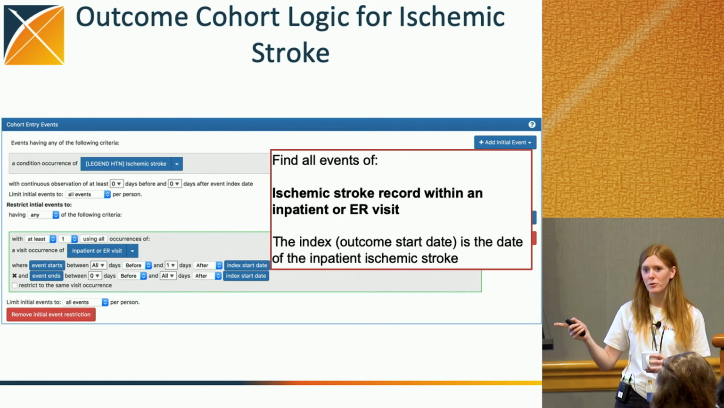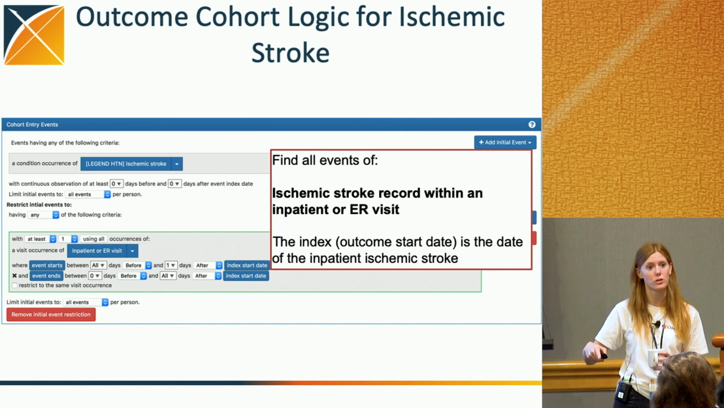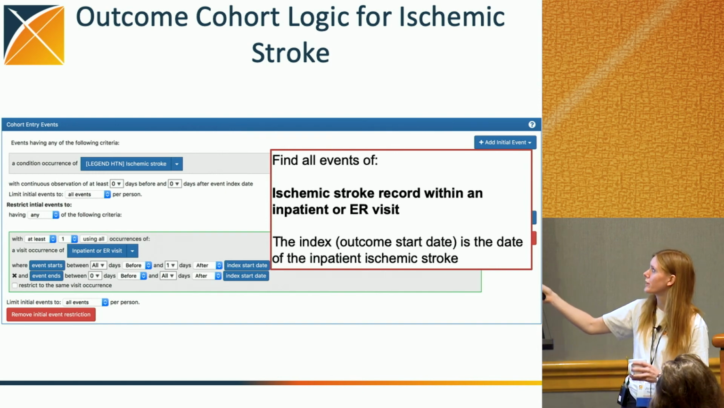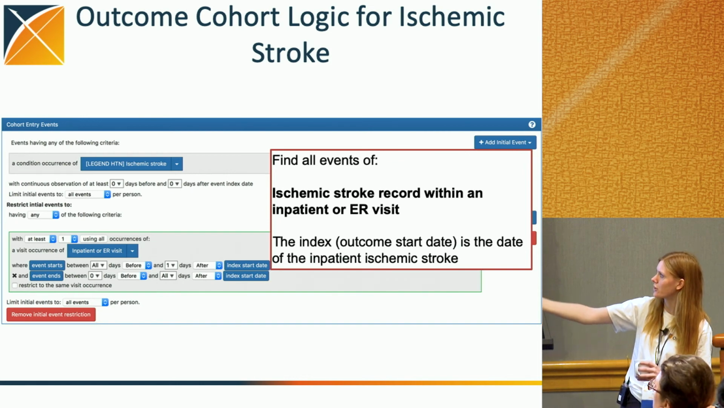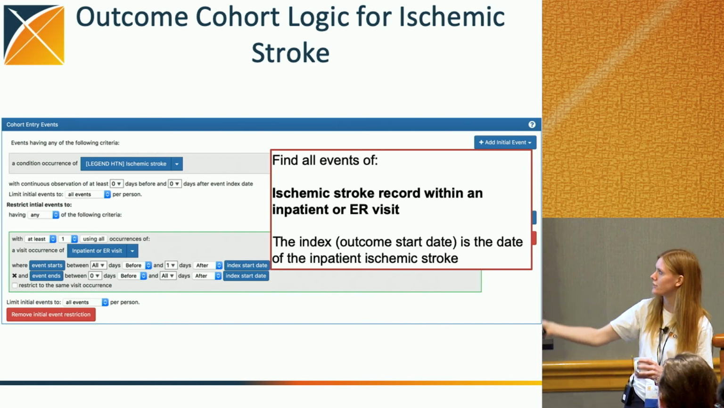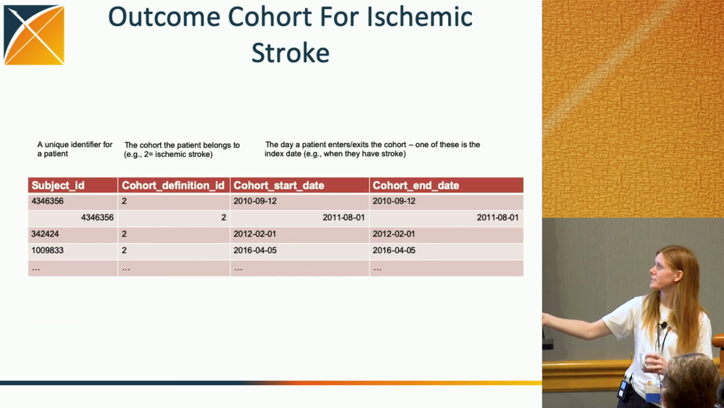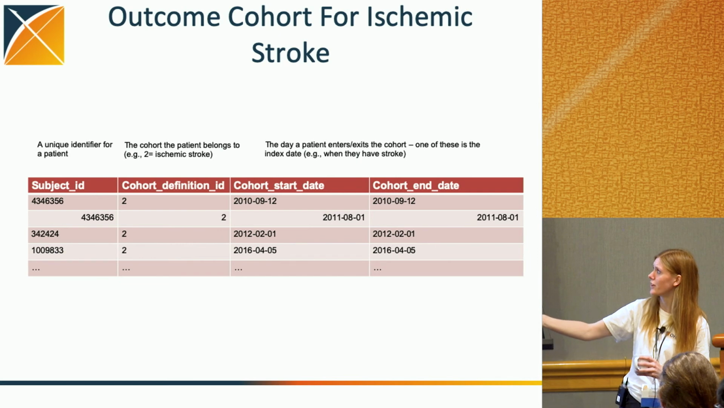So when you're defining your outcome, you're going to be defining people again and a date. So it's a set of people that satisfy your logic and a date that they satisfy it. So in this case, we might want to look at ischemic stroke people who have an ER visit. So we've got the ischemic stroke, and we've got that they have to have the ER visit, which occurs during the ER visit. So this is the Atlas logic for that. And that again is going to give us another cohort table, but this time our cohort definition is 2. So this is because it's the outcome people. So we have a bunch of people that satisfy it.